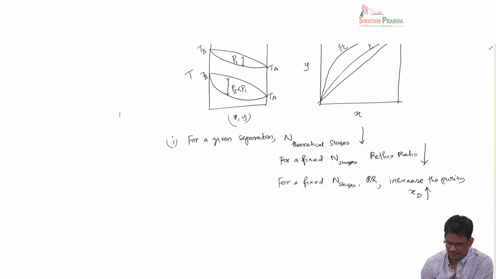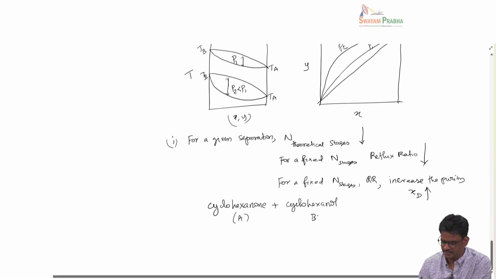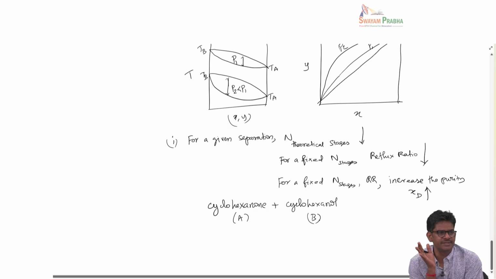I can give one specific example. Studies have shown that in the case of nylon 6 manufacturing, there is a particular component that we want to distillate, the mixture of cyclohexanone plus cyclohexanol. Okay, these are two components, A plus B. These are intermediates in the formation of caprolactam and nylon 6 also.